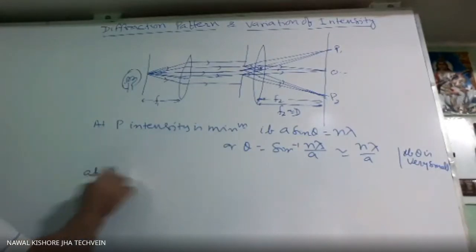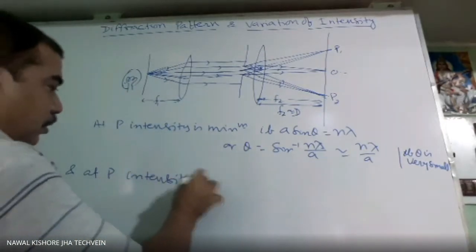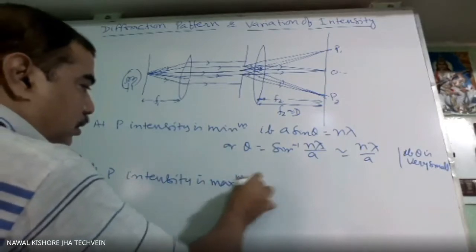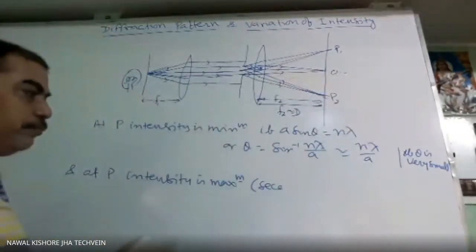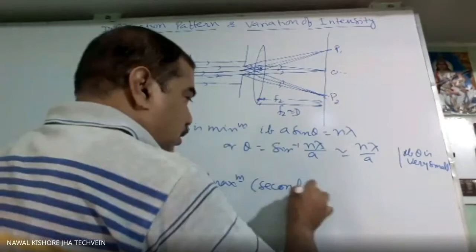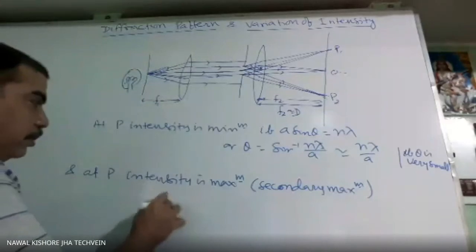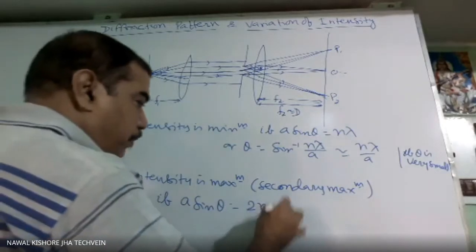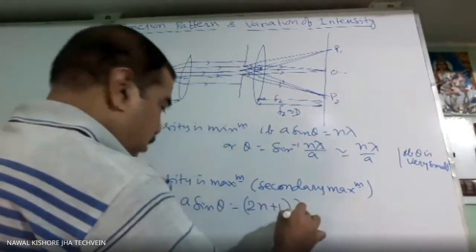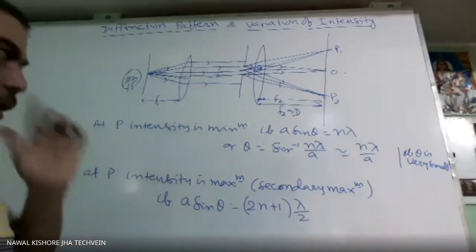And at P intensity is maximum. This we call secondary maximum because this is the central one. Center is at O. If a sin theta is (2n plus 1) lambda by 2. So these are the conditions which we have derived.